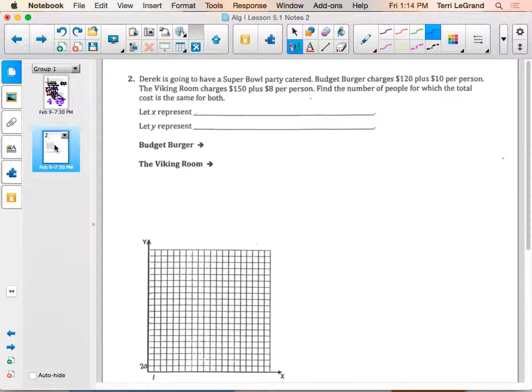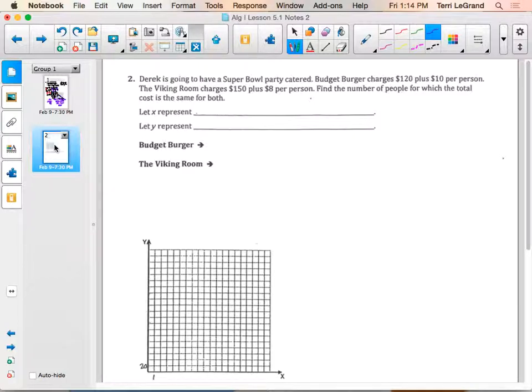I picked to have X represent the cost of budget burgers charged per person. The cost of budget burgers charged per person. So that's something that can change? You said let X represent budget burgers charged per person. So, can that change? No. What are they going to charge? $10 for every person. That doesn't get to change. X has got to be something that can change. It has to be flexible.